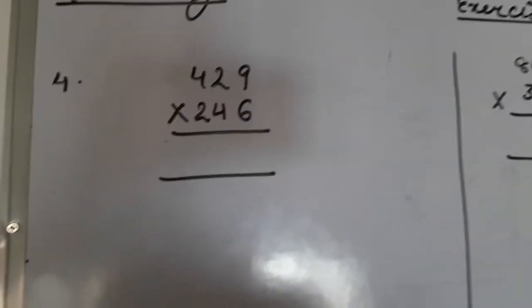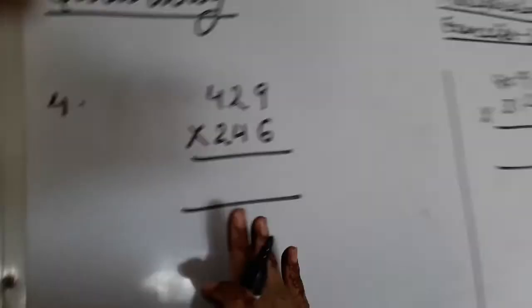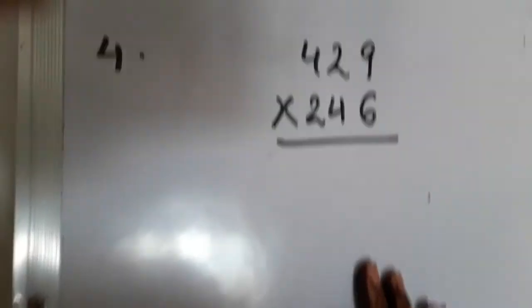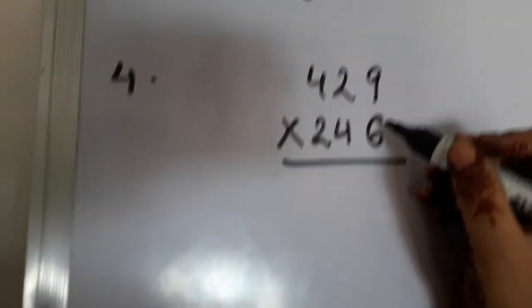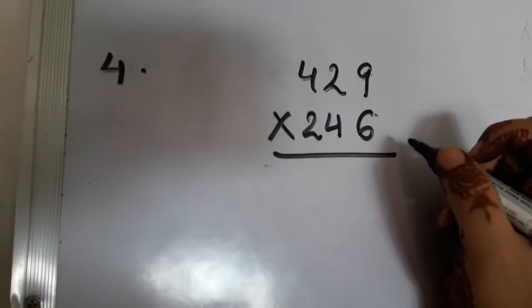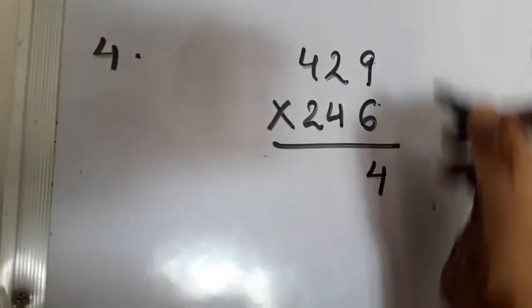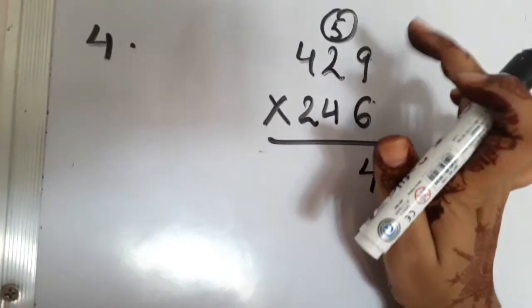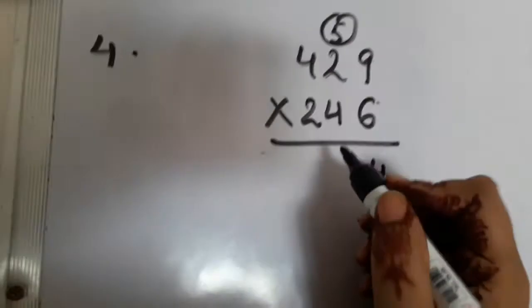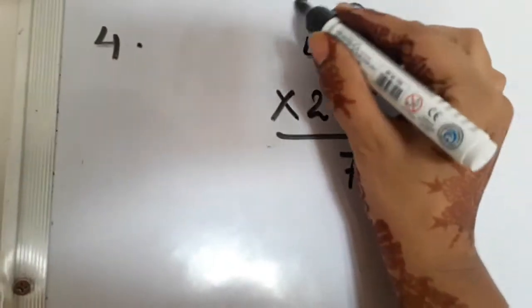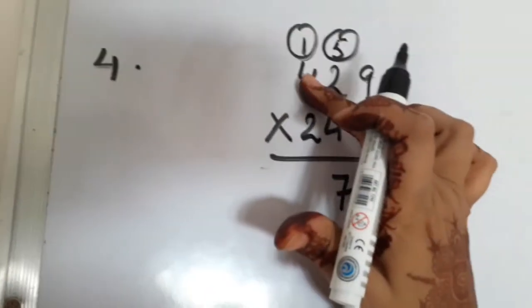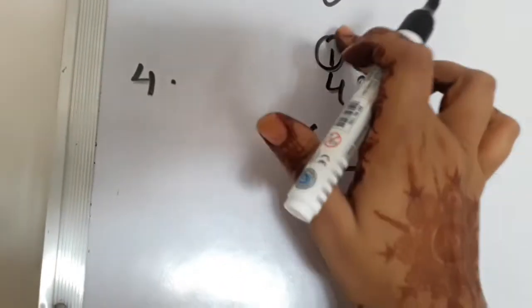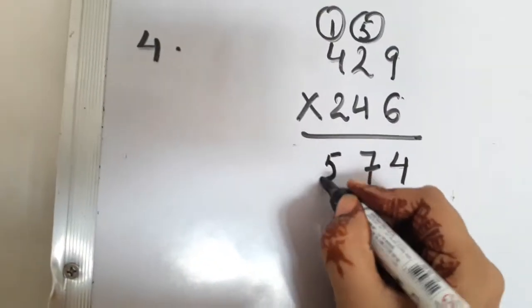Now continue with the second part, fourth part of exercise 3.4. Now again what do I have to do? I have to multiply 6 by 9. 6 nines are 54. 6 twos are 12. 12 plus 5, 17. Right? Now 1 carries again. 6 fours are 24. 24 plus 1, 25.